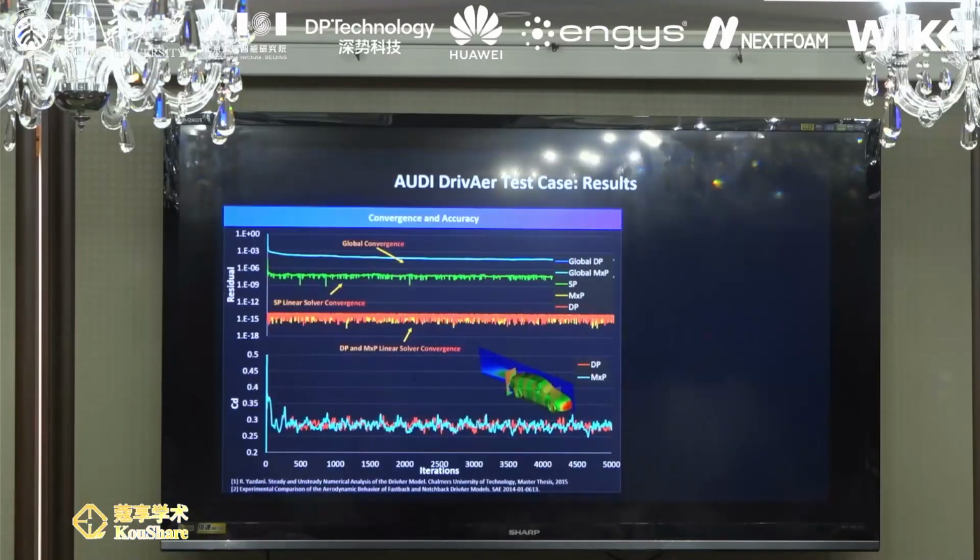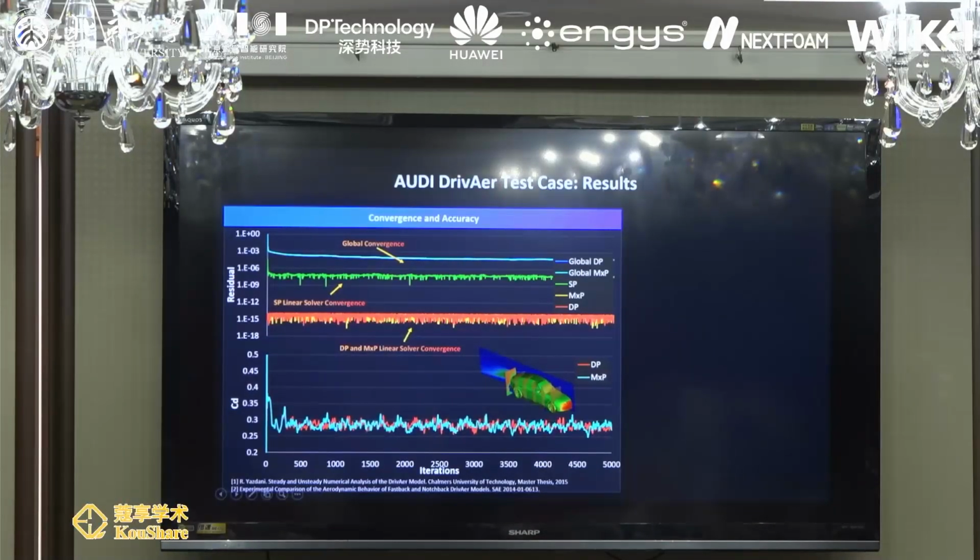I'm showing, again, first the accuracy of the approach. On the top is the residual convergence at each of the time steps. So we basically have in green the convergence for single precision, and then red and yellow lines show the convergence for the mixed and double precision. And that shows a good agreement between the 2 solvers.